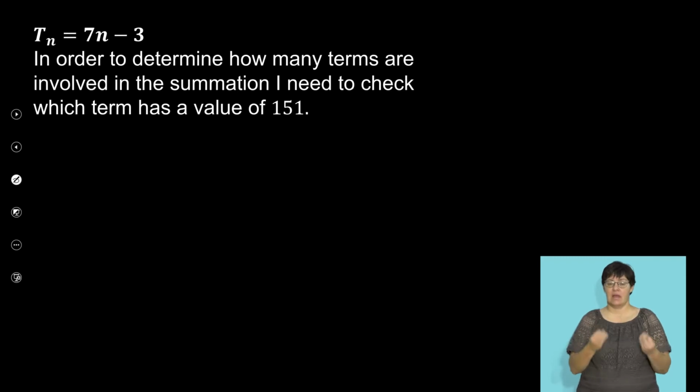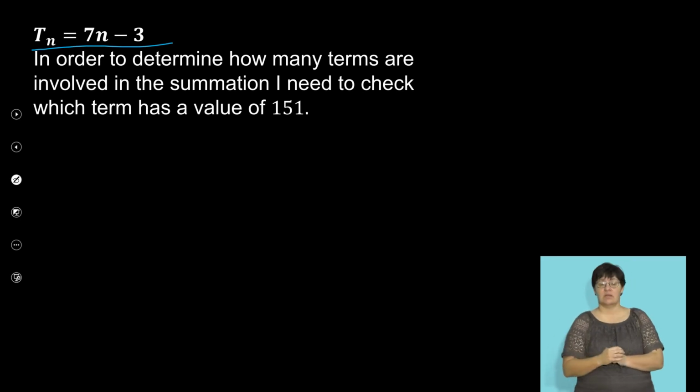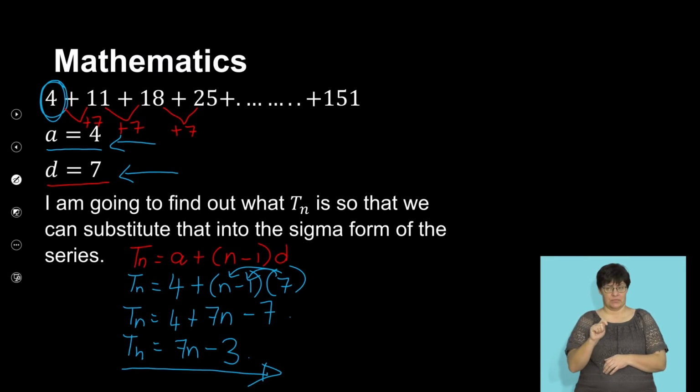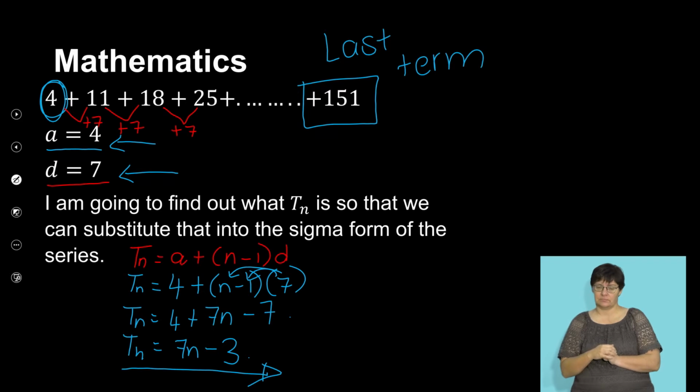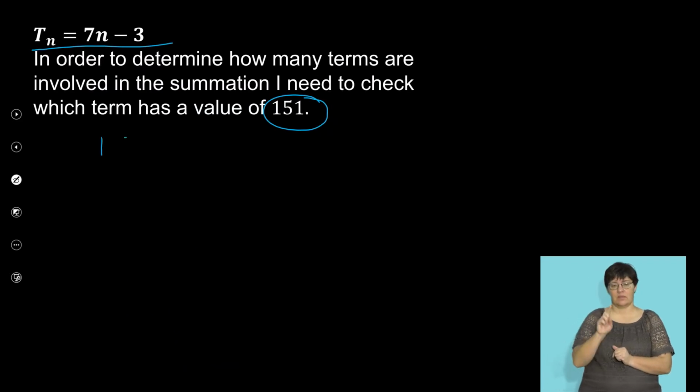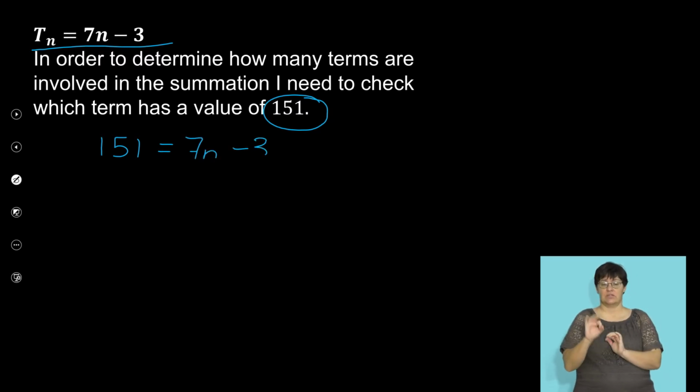We have the general term Tn is equal to 7n minus 3. In order to determine how many terms are involved in the summation, I need to check which term has a value of 151. Because if we go back, we can see that 151 was in fact my last term. So we're going to substitute in 151 for Tn, which will be equal to 7n minus 3. I want to isolate my n. This will tell me how many terms are involved in the sum.